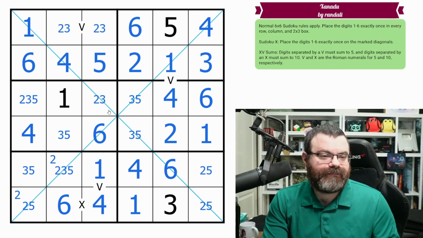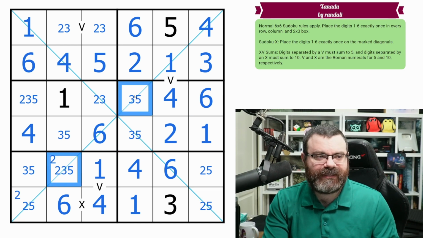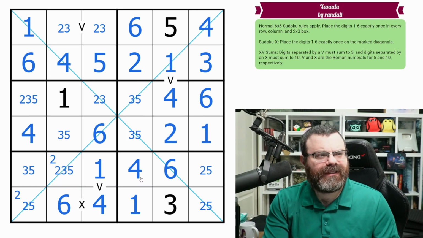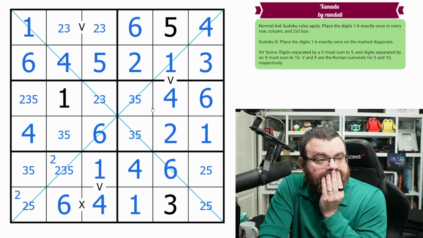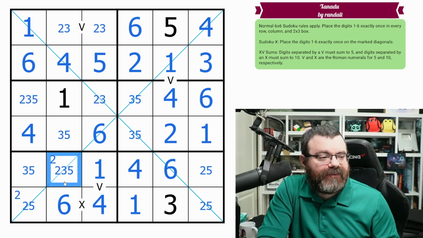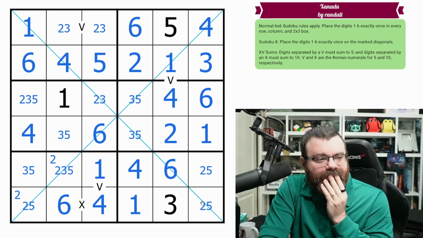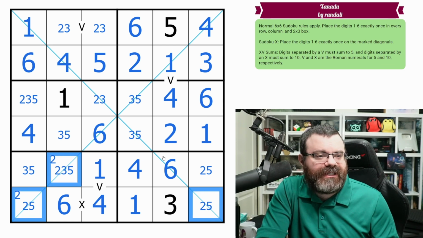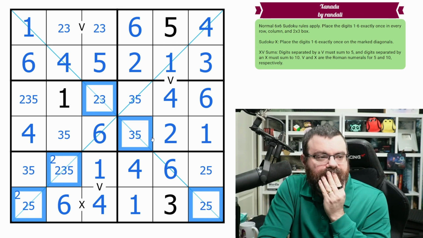Alrighty. Sometimes there's something like 5 is in one of these two, for example, but that doesn't help us. 3 is in one of these two. Does not help. What did I miss? 2, 3, 5. Okay, so the 2 is here. Yeah, we know that. Maybe there's some interaction between our diagonals that I'm not noticing.